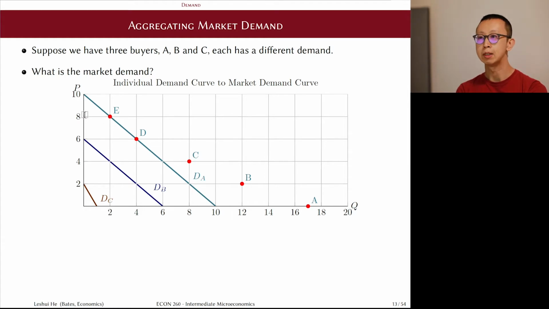So when the price is $8, the quantity demanded from the entire market is going to just be what consumer A is willing to buy, which is 2 units, because consumer B is buying 0 and consumer C is buying 0 when the price is 8.